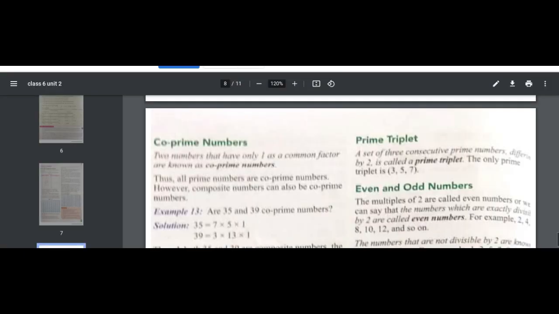So the triplet is a set of 3 consecutive prime numbers. We only have one prime triplet set, which is 3, 5, 7. We don't have any prime triplet other than this, okay? So this is the example of a prime triplet, the only prime triplet. The set of 3 consecutive prime numbers differing by 2 is called a prime triplet.